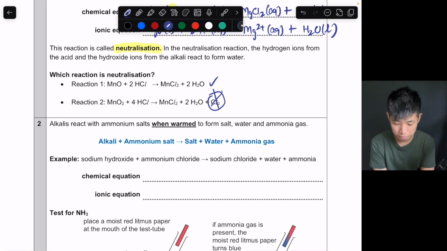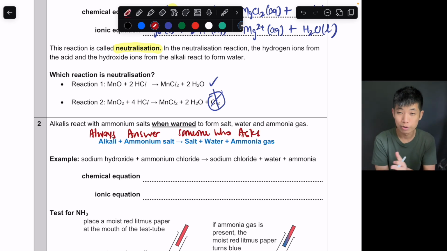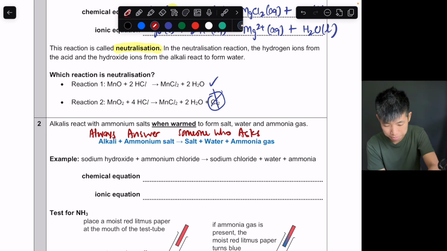The second reaction involving bases or alkalis will be that with ammonium salt, and this produces ammonia gas when it's warm. Warming is needed because ammonia gas is rather soluble in water, so by warming, you help to liberate the ammonia gas, so you can test for its presence. You can use this acronym: always answer someone who asks. Alkali plus ammonium salt forms salt, water, and ammonia gas.